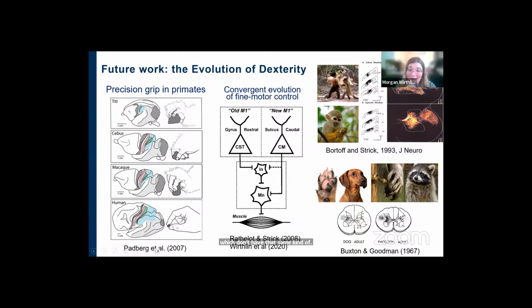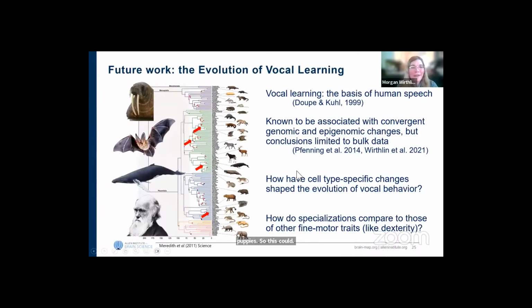And I've even found a study showing that raccoon also seems to have a denser such projection than, you know, similarly related but not so dexterous puppies. So this could potentially be an interesting area of work to go down. And, you know, a lot of my work has focused on the evolution of vocal learning, which we now have the opportunity to study in great depth here.